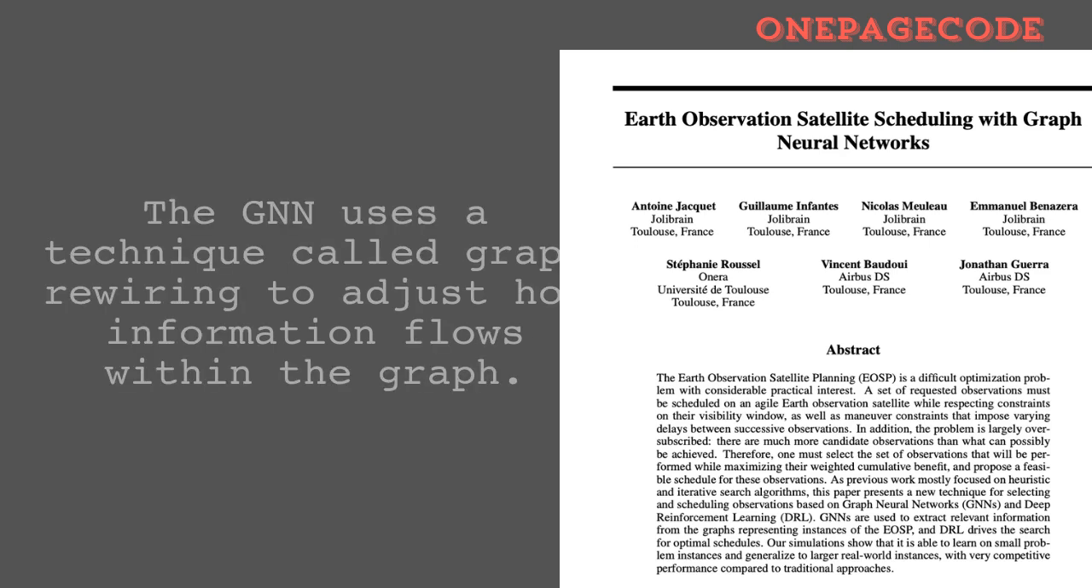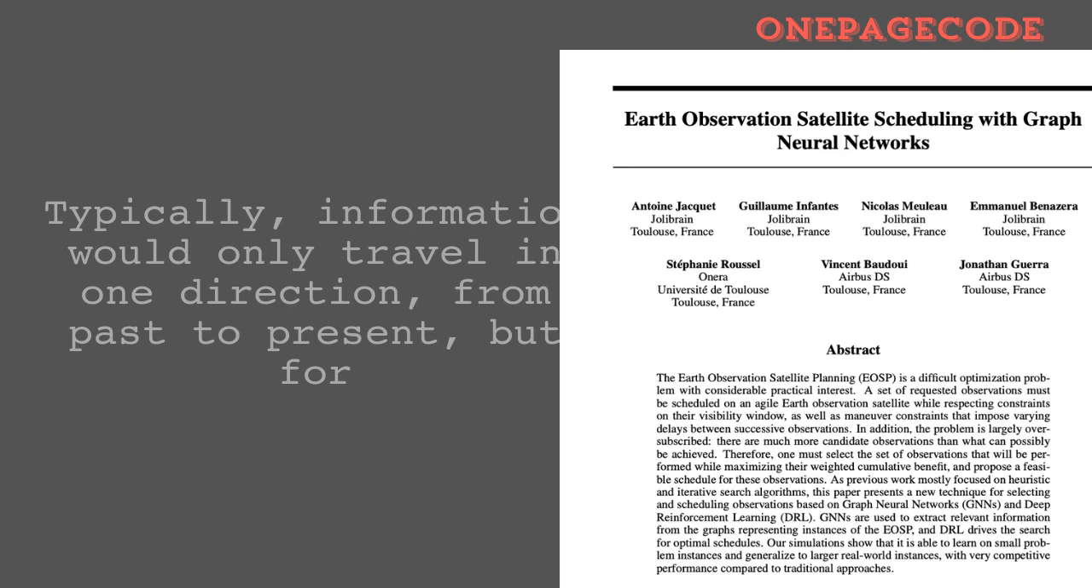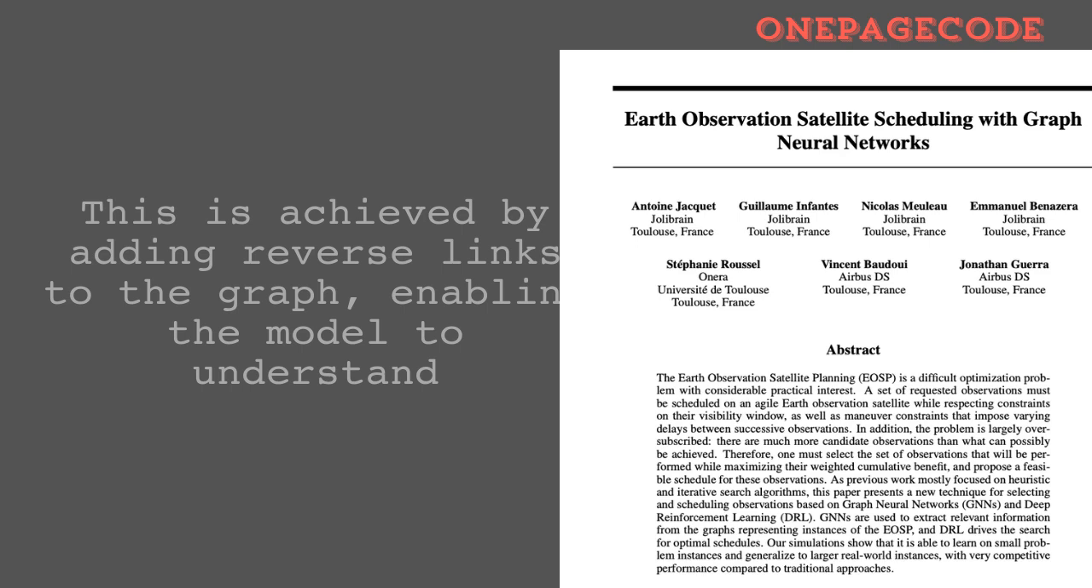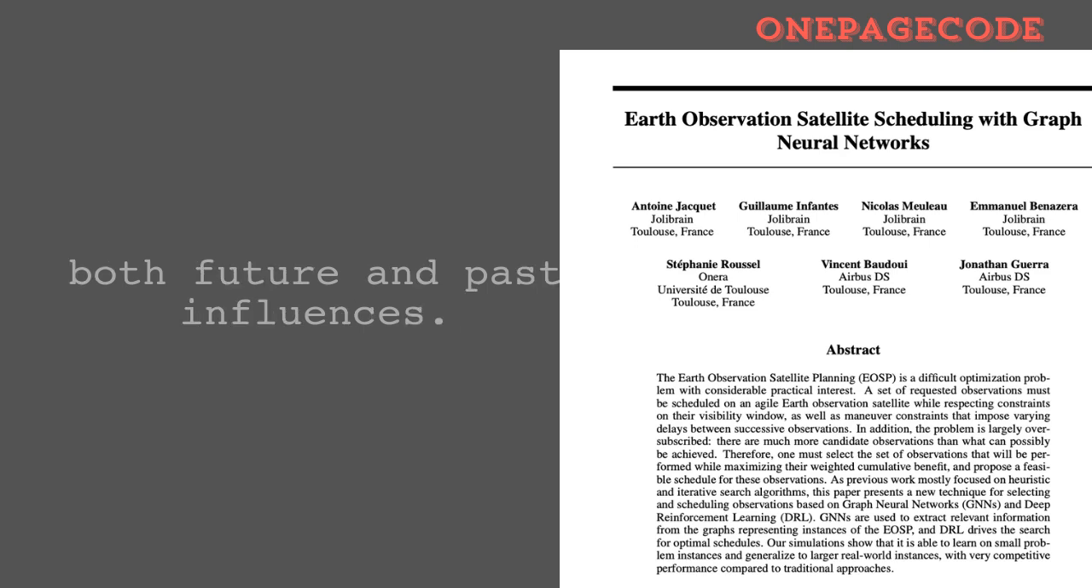The GNN uses a technique called graph rewiring to adjust how information flows within the graph. Typically, information would only travel in one direction, from past to present, but for this model, it's crucial to allow future information to influence current decisions. This is achieved by adding reverse links to the graph, enabling the model to understand both future and past influences.